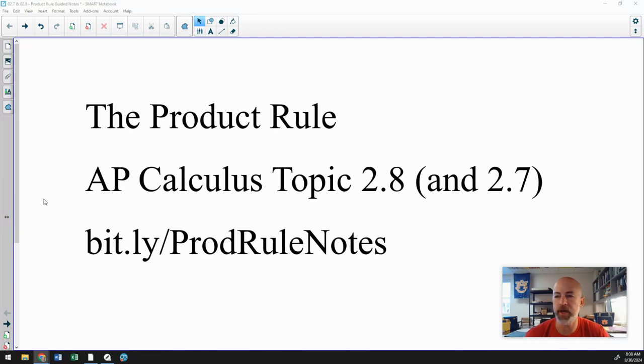Hello, we're going to look at the product rule today, and this is topic 2.8 in the AP Calculus curriculum. 2.7 includes some memorized derivatives that I'm just going to throw in with this.